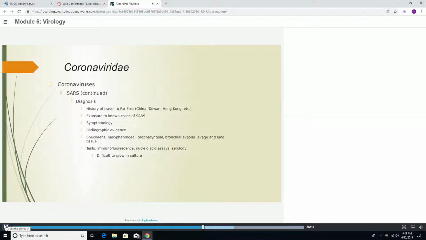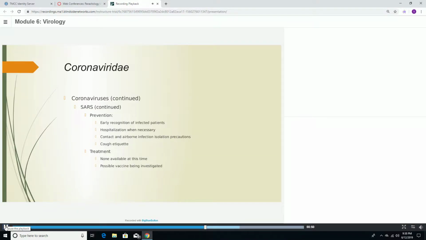Diagnosis: a history of travel to the Far East, or exposure known to cause SARS. When we talk about the Far East in this course, and I probably should have mentioned it earlier, we're referring to China, Taiwan, Hong Kong, the Asian continent or Asian areas. Specimens that can be collected are nasopharyngeal, oropharyngeal, bronchoalveolar lavage, and lung tissue. The tests we're going to do are immunofluorescence, nucleic acid assay, and serology, but it's difficult to grow in culture.